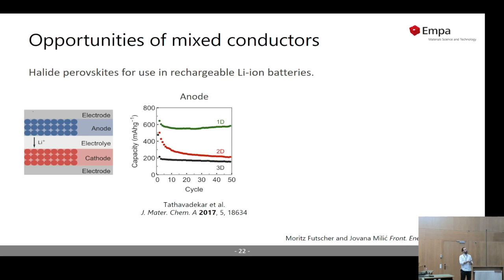Here, for example, they used it as an anode, 3 different perovskite conformations in lower dimensions. And for the 1D, they got a reversible capacity, so how much charge you can get out of your anode, of almost 600 milliamp hour per gram, which is a very high value. If you compare to graphite, which is at the moment the most used anode, it's 370. So this is indicating it works as an anode.